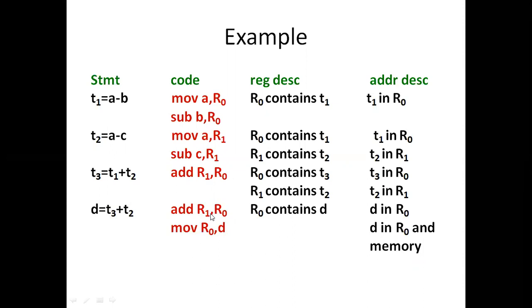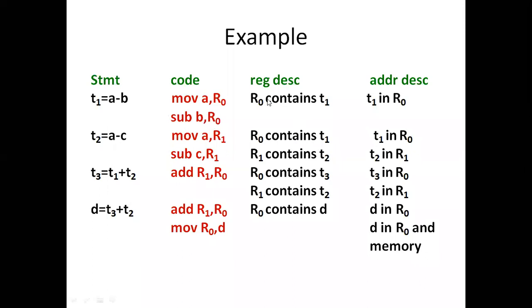Finally, what does R0 contain? D. See, from the starting, initially it is empty. Initially nothing is there. Initially the register descriptor is empty. And after performing the code sequence, then only we are defining which register contains which temporary variable, right?